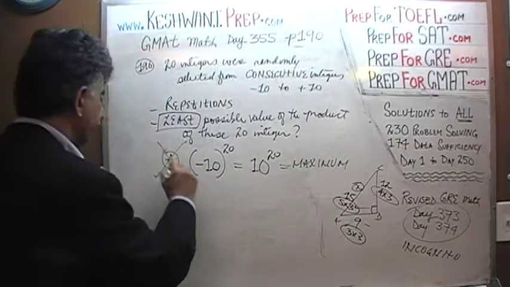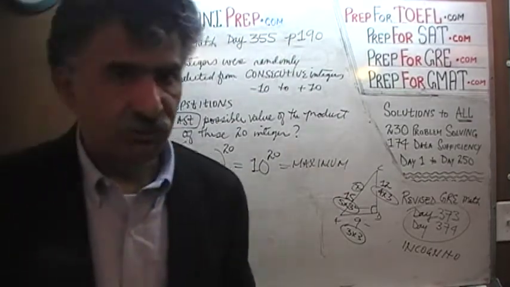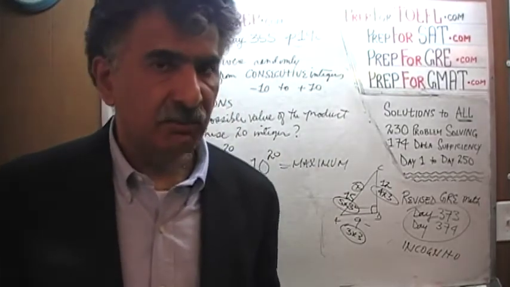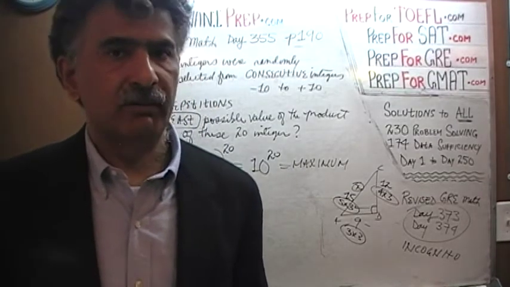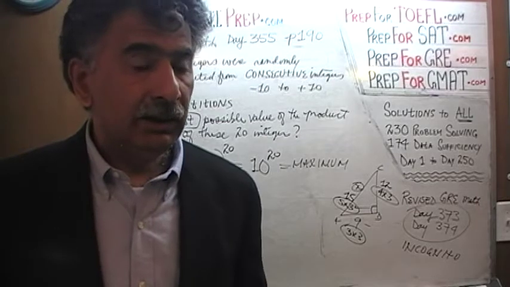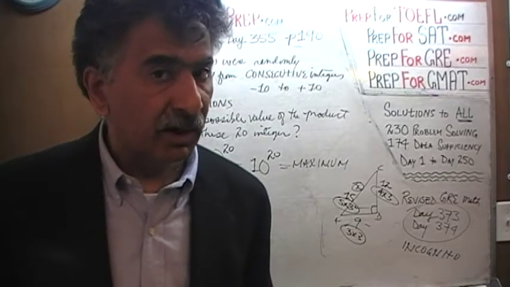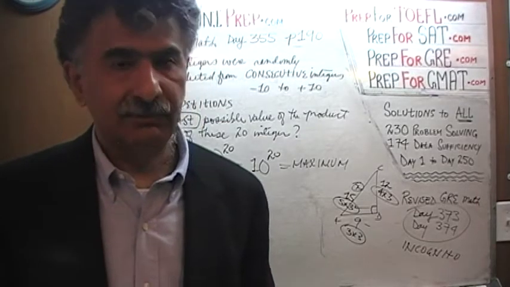This is the maximum. Answer choice A shows us the maximum possible product of these 20 integers picked at random from negative 10 to positive 10. Our job is to pick the integers in such a fashion that their product happens to be the least possible value.